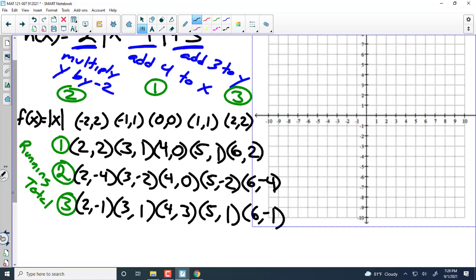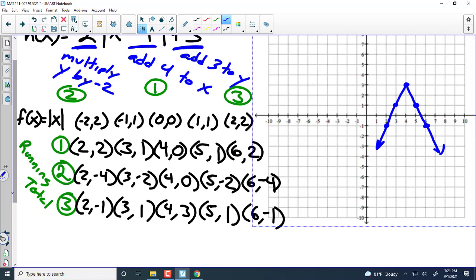Check it out. This is awesome. 2, -1. 3, 1. 4, 3. 5, 1. 6, -1. Isn't that smashing? Totally. We can now see the shape of the absolute value graph, and like we usually do once we get a general shape, we connect the dots as best we can. And now we have our answer.